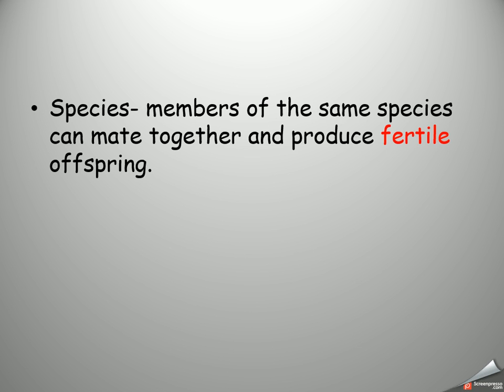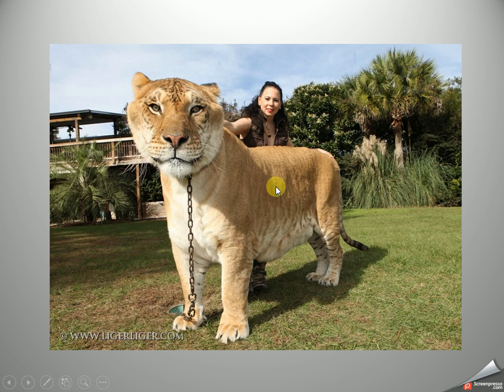Moving on. Species. Members of the same species can mate together and produce fertile offspring. So this is being mated with a tiger and a lion, and this is not a species.